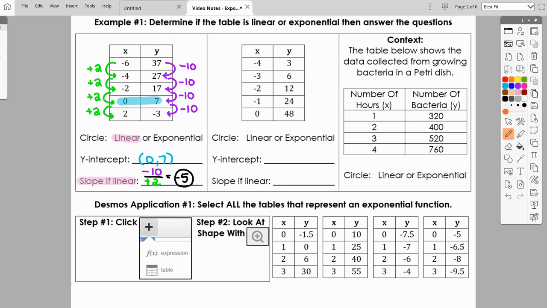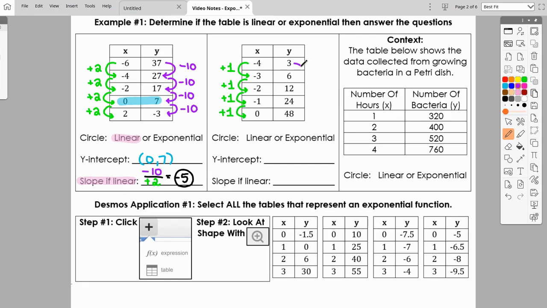Let's look at the change in x values for our next table. To get from -4 to -3, I add 1. To get from -3 to -2, I add 1. And to get from -2 to -1, I add 1 as well. And throughout, it is a constant rate of change. Let's look at our y values.